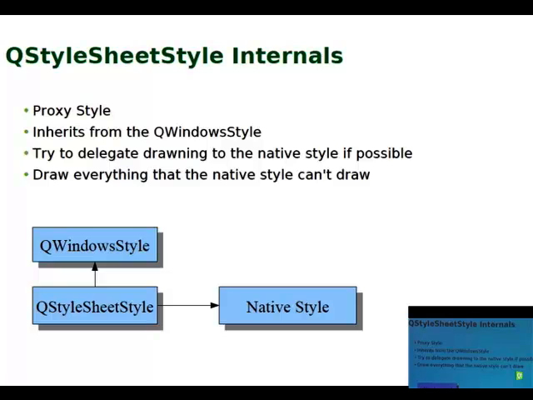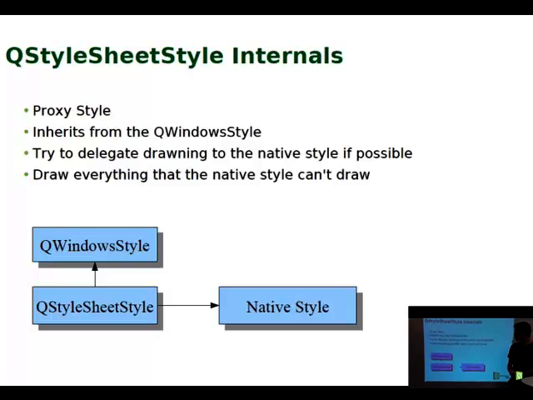So how is the style sheet implemented internally? Internally, this is a proxy style, as I explained. The style sheet style inherits from QWindowsStyle and tries to forward everything to the native style if possible. But we saw that it was not always possible to forward to the native style. Sometimes we have to re-implement the QCommonStyle to make sure that we can hook everything.